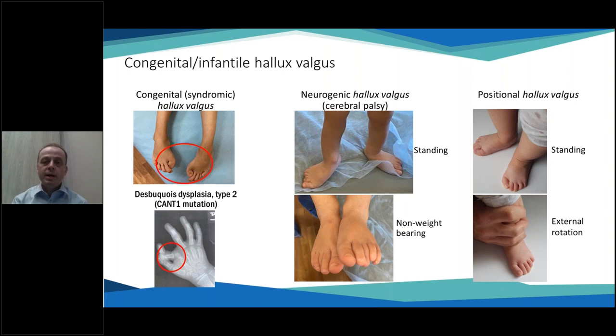Neurogenic hallux valgus is also common in spina bifida, in cerebral palsy, in children with syndromic neurological conditions, with muscle hypertonus, hypertony, and or hypotony. And the most important is the meticulous clinical inspection of the toe. As you can see on the photo, in standing position the hallux valgus is quite obvious, but in non-weight bearing position the length of the first ray and the position of the first toe are almost normal. Some positional deformities in children with physiologically low muscle tone, for example, or physiological hyperpronation of the foot, can also mimic hallux valgus, which can easily be distinguished from the pathological condition with a thorough clinical examination.